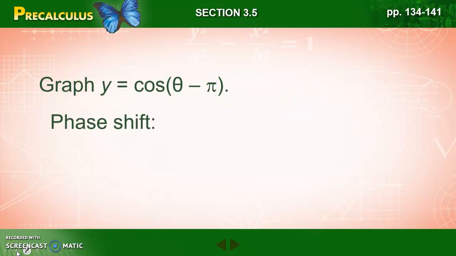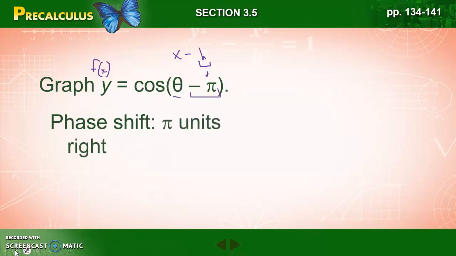So let's take a look at this. We have our cosine function, so f of x equals cosine theta. But notice in the parentheses with our theta, we've got this phase shift here. Okay, x minus h. In this case, our h is pi. So our phase shift is pi units to the right. Remember, this negative sign is just a minus sign. It's not negative pi. We're only looking at this unit right here. So it's pi units to the right.